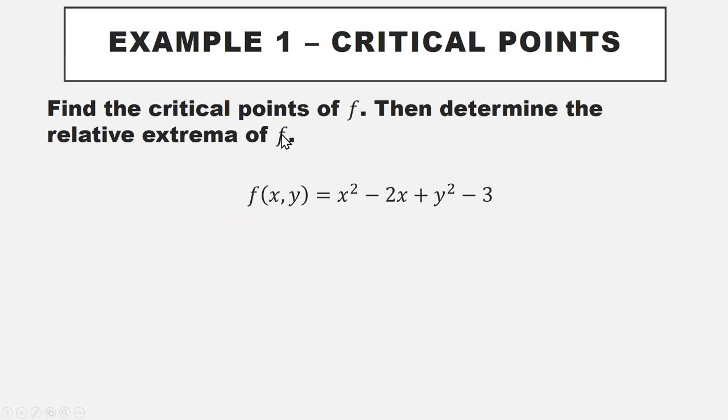So let's take a look at this example. This is a function that we've seen before. We're going to try to find the critical points of f, and then we're going to determine the relative extrema of f. So we're going to find relative minimums and relative maximums if they exist. The function that I'm looking at is x squared minus 2x plus y squared minus 3, a function that we've graphed a number of times.